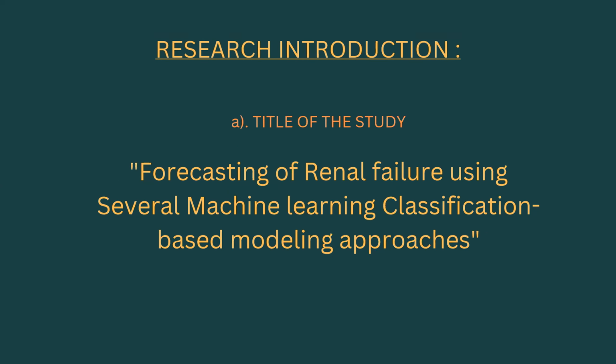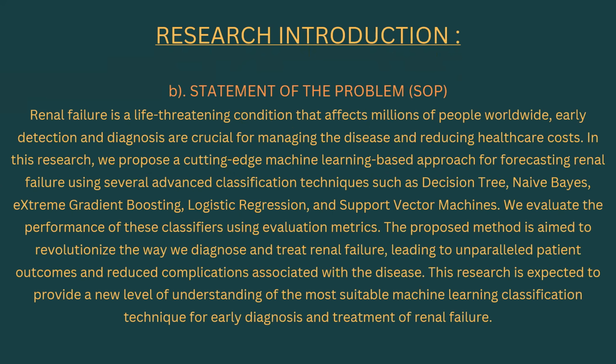So let's jump into the introduction. The title is: forecasting of renal failure using several machine learning classification-based modeling approaches. The statement of the problem is that, as I already said, this is all about predicting renal failure, a condition which occurs in many people worldwide. People are not able to judge or predict when chronic kidney disease leads to renal failure, and it's really life-threatening.